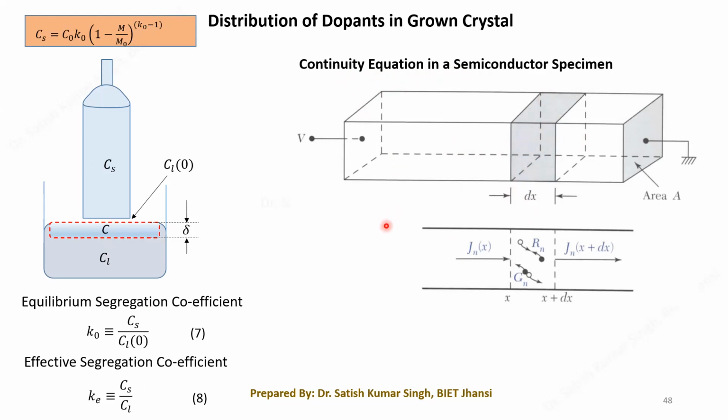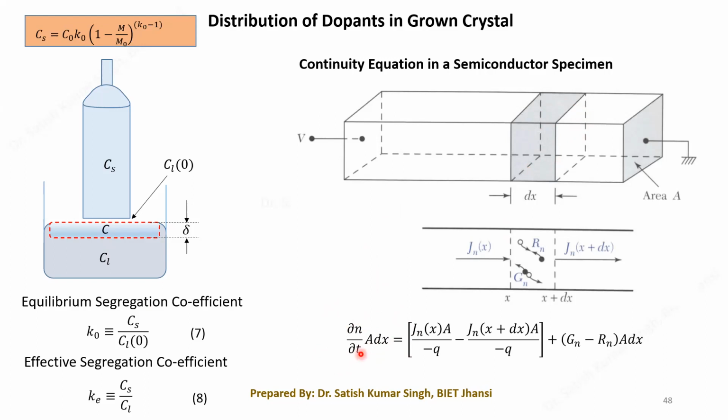In that continuity equation, we have to calculate the net increase in the number of electrons. Let us say small n denotes the number of electrons. So it is the rate of change of the number of electrons within this volume A dx. That is what we want to calculate: within this volume, the rate of change of the number of electrons.